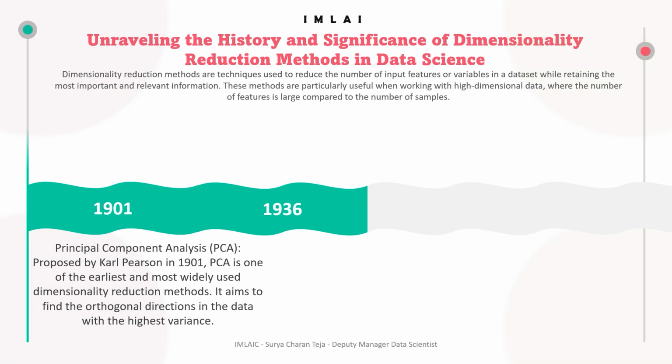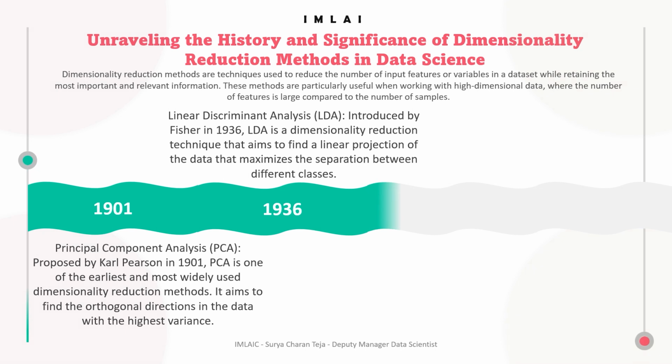Then, moving from 1901 to 1936, we come to linear discriminant analysis, LDA. Linear discriminant analysis was introduced by Fisher in 1936. LDA is a dimensionality reduction technique that aims to find a linear projection of the data that maximizes the separation between different classes, and that's what happened in 1936.